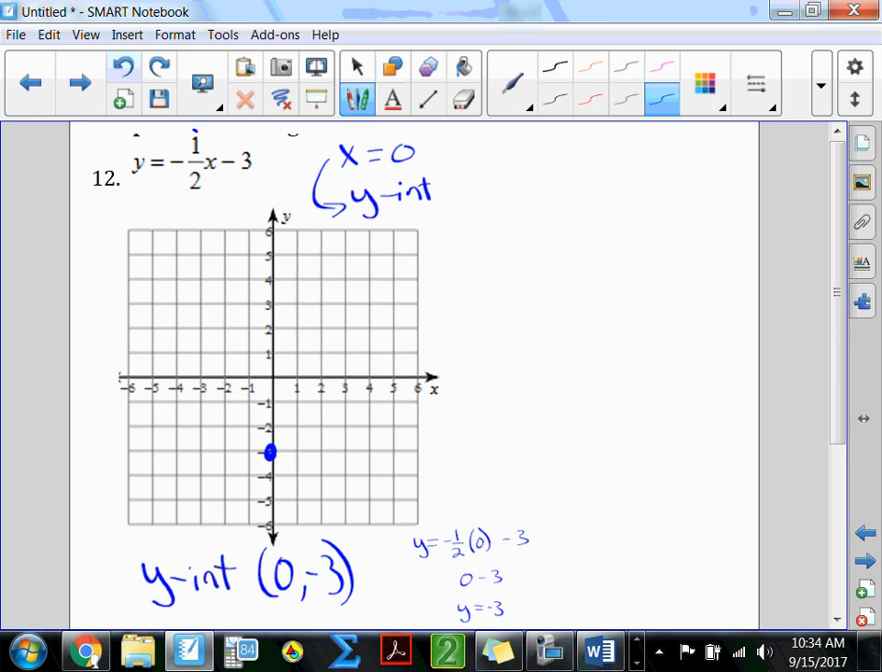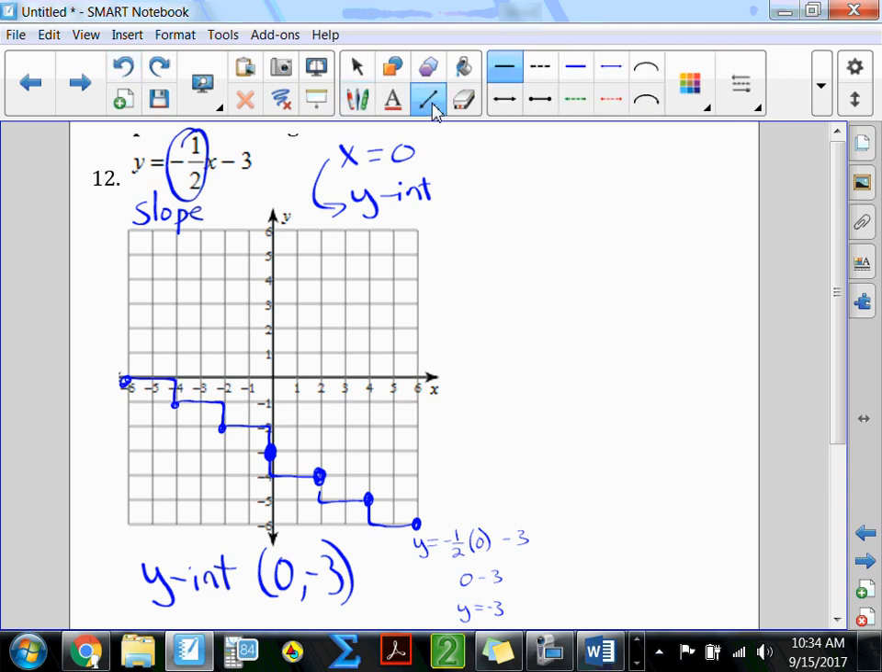The rest of the way we graph is by using my slope. My slope is -1/2. So from the y-intercept, I'm going to go down 1 over 2, down 1 over 2, down 1 over 2. I can continue that pattern the other direction too. Up 1, left 2, up 1, left 2, up 1, left 2. And that gives me the same line.